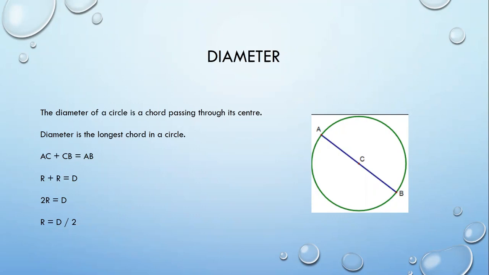So here you can see AC plus CB, what you will get, AC is also a radius and CB is also a radius. So radius plus radius you will get diameter. So 2 times radius is equal to diameter. So if you will be asked about finding the radius, you can divide the diameter by 2 and you will get the radius.